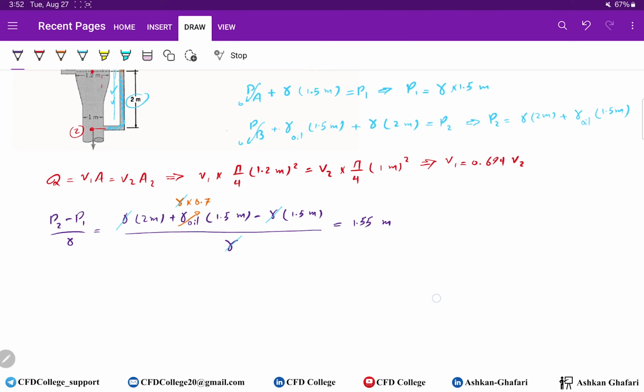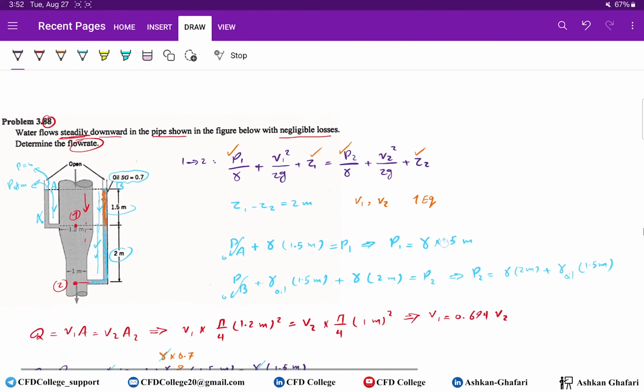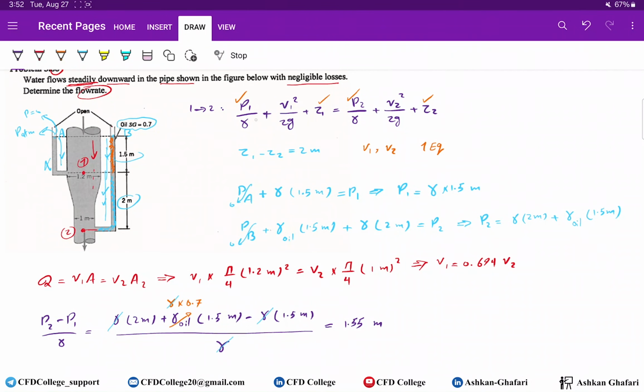Now we can use the Bernoulli equation. Okay, I have to move it to take it to the right-hand side.